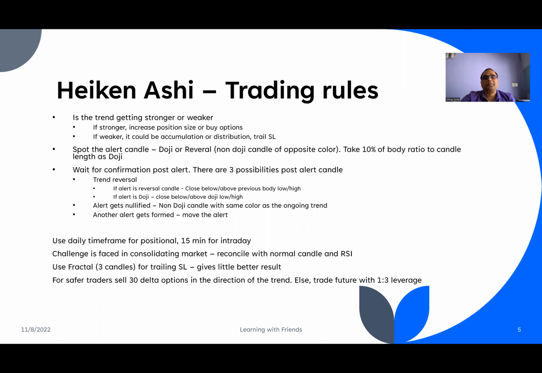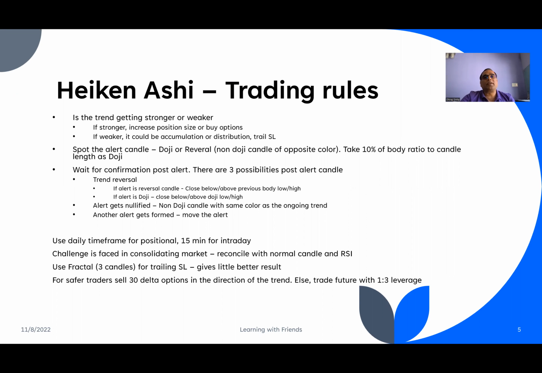The second possibility is that you don't get the reversal, this condition that I talked about. What happens there? Let's say you were in a bullish trade and you got a green doji or a red doji, or you got a red body, which is a reversal candle. After that, the candle which got formed was a bodied green candle. So you were in an uptrend, and you got an alert, but the next candle did not give you a confirmation. Rather, it continued with the trend you were in. It was a bullish candle.